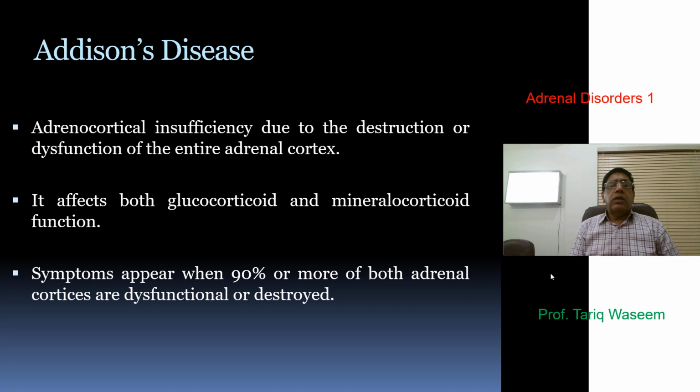Now, the name given to this disease, which is because of the lack of adrenocortical hormones in total, is Addison's disease. Now, adrenocortical insufficiency is due to destruction or dysfunction of the entire adrenal cortex. It can affect both glucocorticoid and mineralocorticoid function, and symptoms would appear only once more than 90% of the gland has been destroyed. Even a small amount of gland, if it is preserved or is functioning, would lead on to probably a normal function, and the symptoms are usually not manifested.